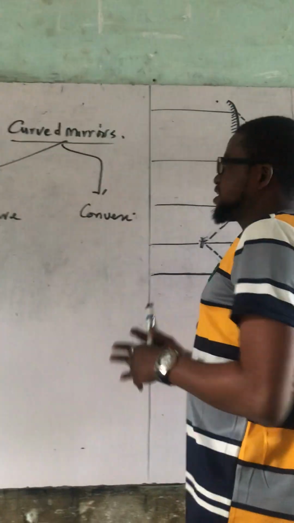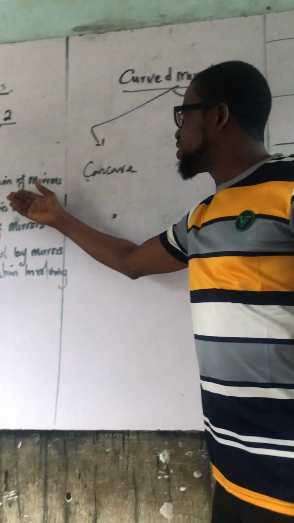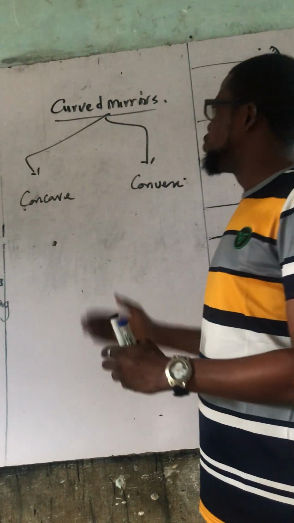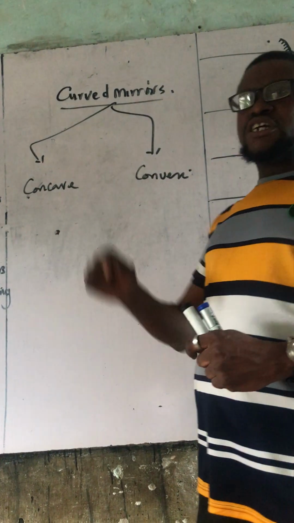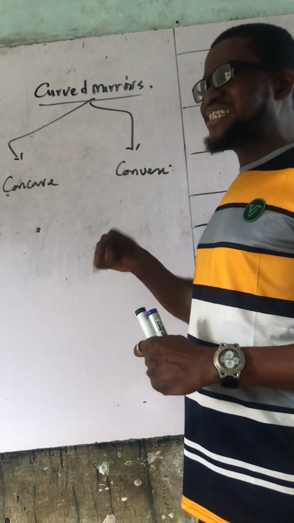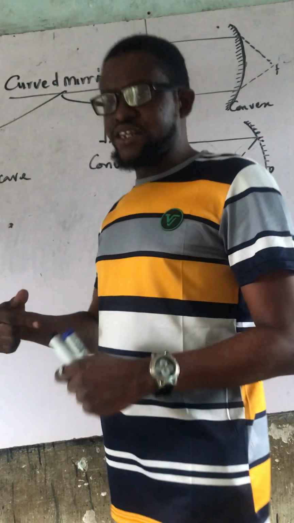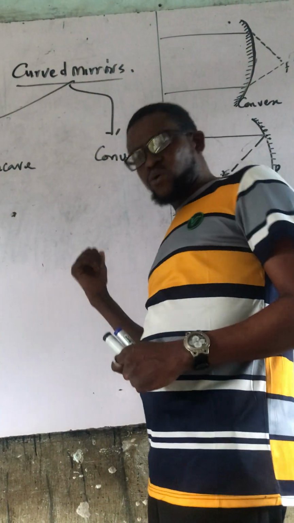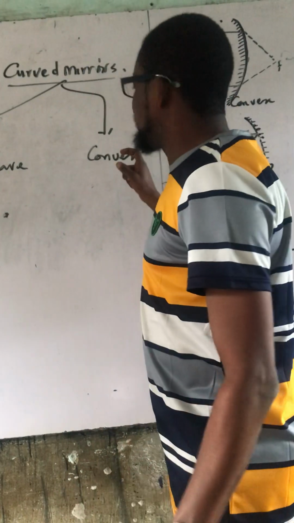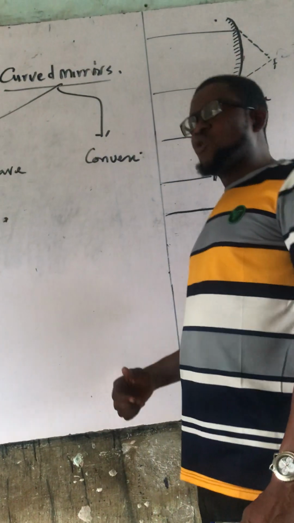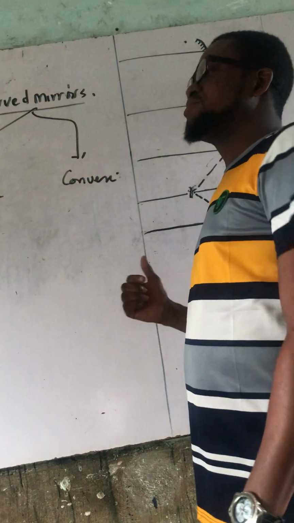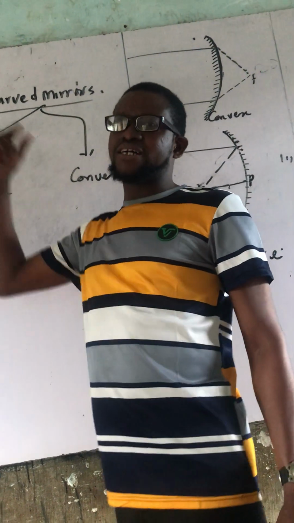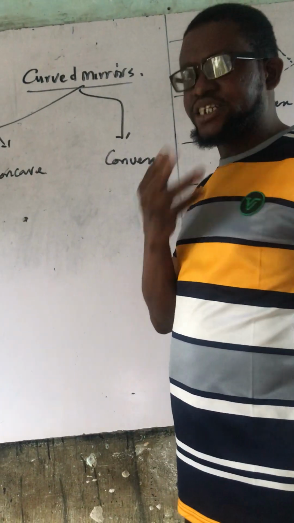Now, let's start exactly from where we stopped. We are done with identification of mirror. I told you concave has the reflecting part inside and the silver part outside. And I told you that convex has its reflecting part outside and the silver part inside. That's how we identify them.